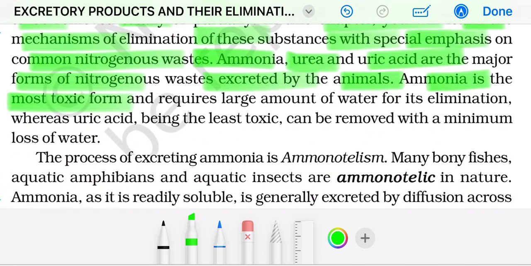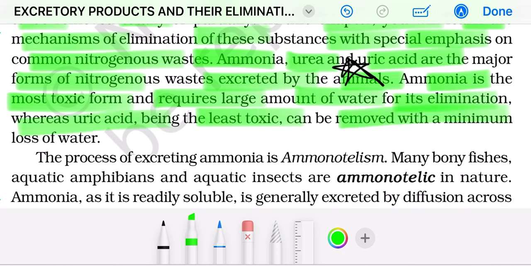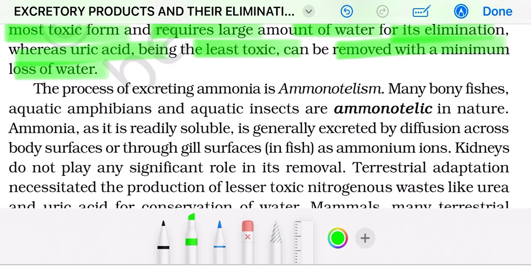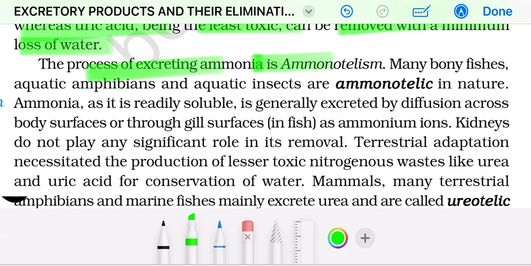Ammonia is the most toxic form and requires a large amount of water for its elimination, whereas uric acid, being the least toxic, can be removed with a minimum loss of water. The process of excreting ammonia is ammonotelism. Many bony fishes, aquatic amphibians and aquatic insects are ammonotelic in nature.